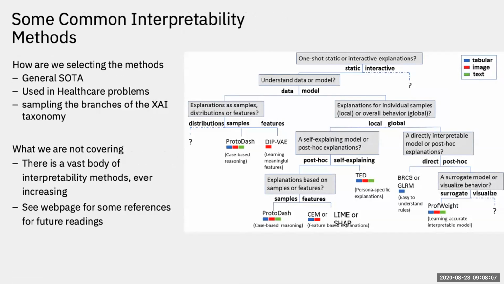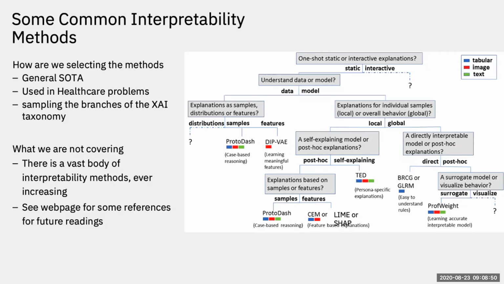In this section, we'll describe a few generic interpretable AI models which have been used in multiple domains, including many healthcare problems. As mentioned by Kush earlier in the previous section, there exists a vast body of literature of interpretable AI methods. We are selecting a few representative ones from the taxonomy shown in the right panel. Some of the criteria for selecting such representative methods were the general state of the art, their ease of use, and their popularity in the healthcare domain, and also sampling the branches of the taxonomy shown here.